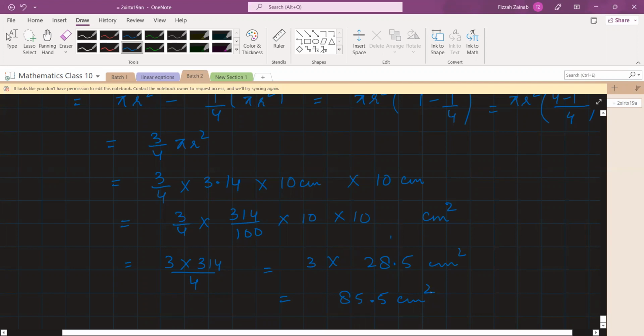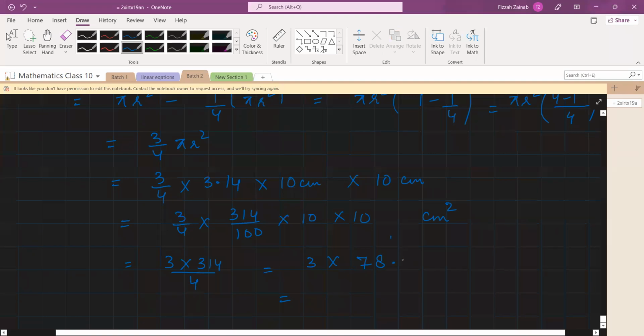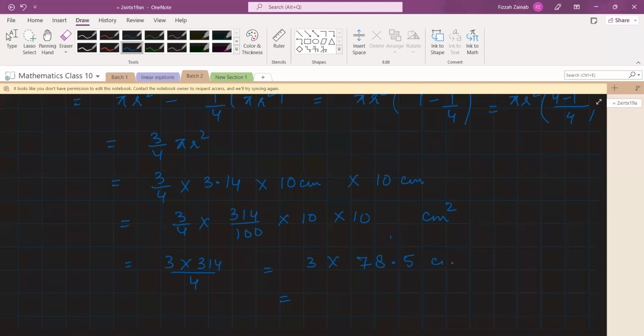Oh no, some mistake is there, I think. So 4 into, sorry, I think there's a mistake. So 4 into 7 is 28. Yeah, okay. Then you have 34. So 4 into 8 is 32. And then you have 20. Sorry, it was 78.5, not 28.5.